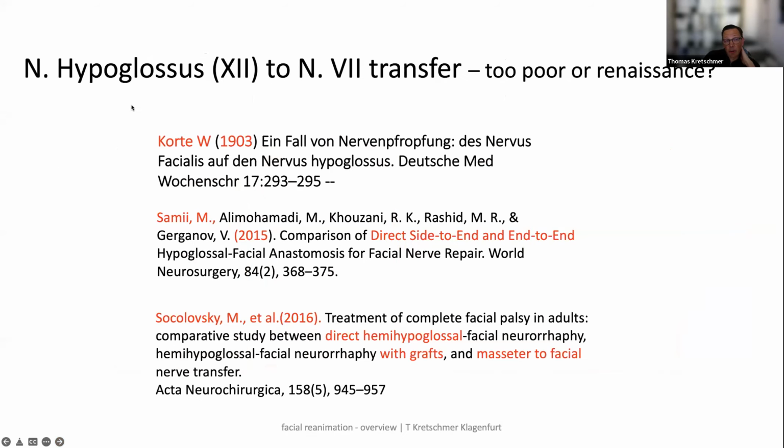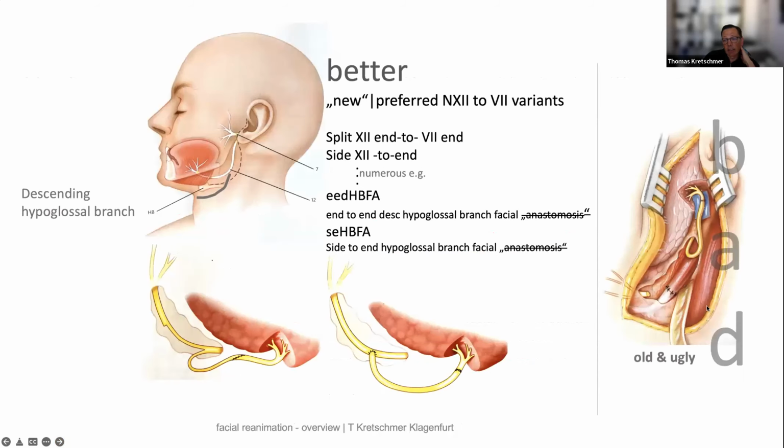So the hypoglossal nerve is a very old player. This is one of the first transfers described by Korte in 1903. And right now, we actually see a revival, because the first results were quite bad, and most likely because the whole part of the hypoglossal was taken. So this is probably a solution nobody would use anymore.